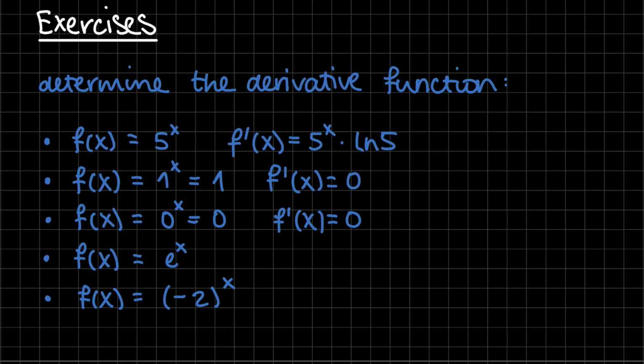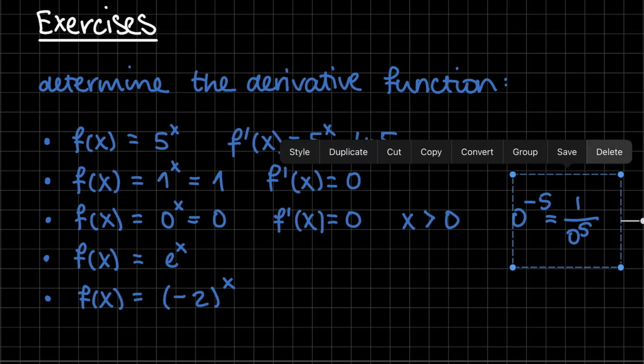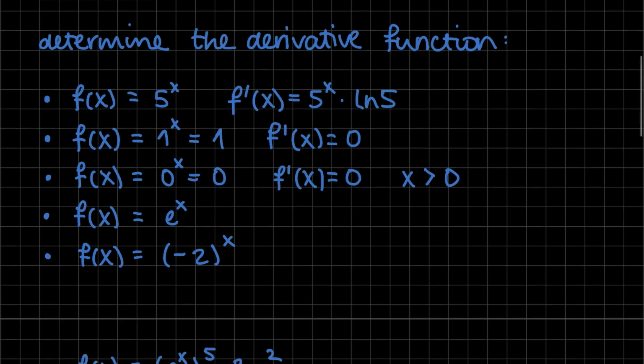And now we should probably still state the domain. So x has to be strictly more than 0. Okay, x can't be 0 because 0 to the power of 0 is not defined, and x cannot be negative because 0 to a negative number, for example minus 5, would be 1 over 0 to the power of 5, and 1 over 0 is not defined either. So x would have to be strictly positive.